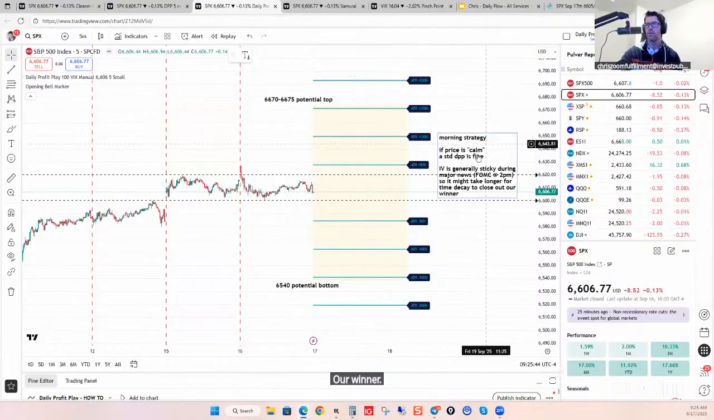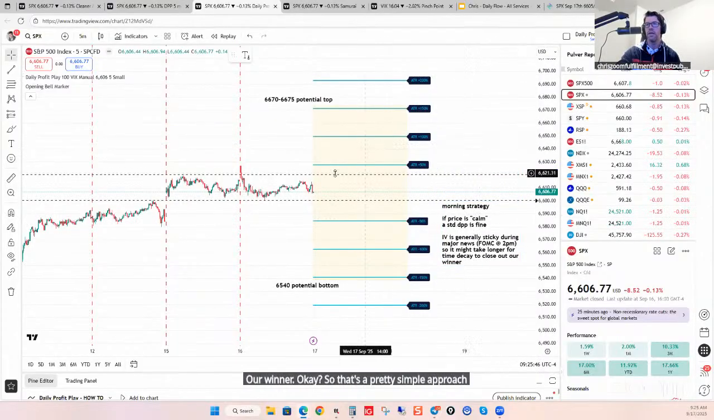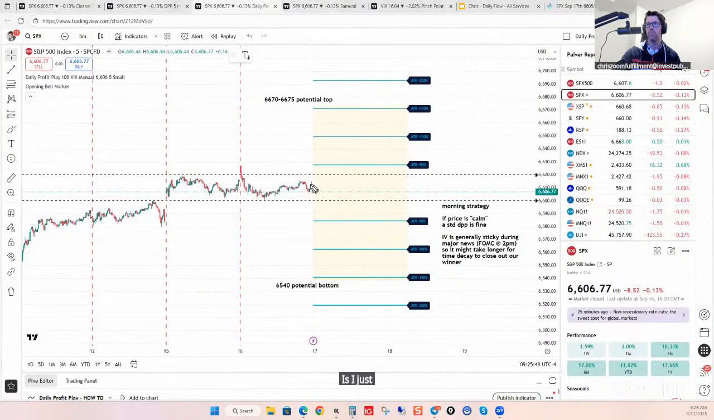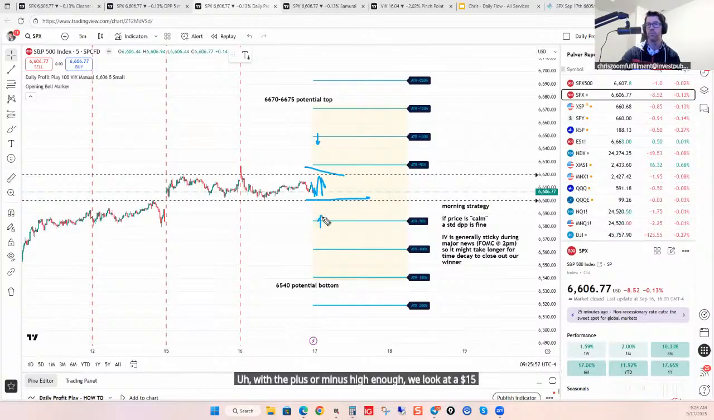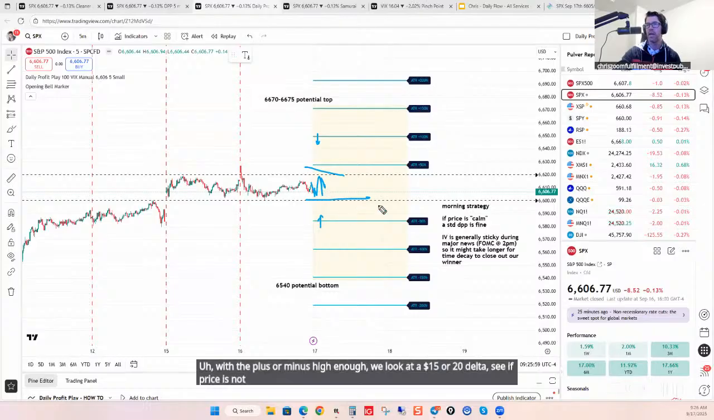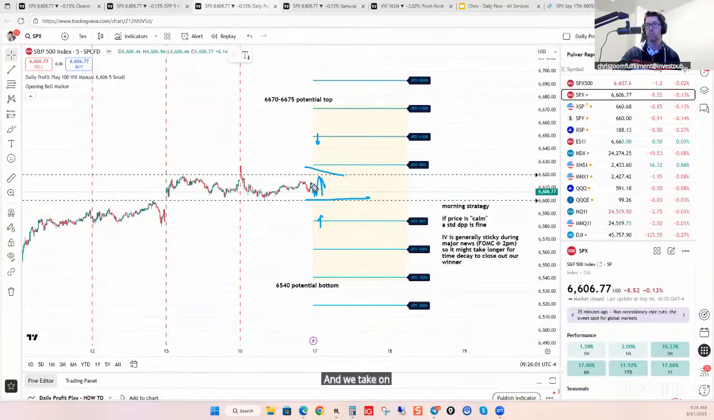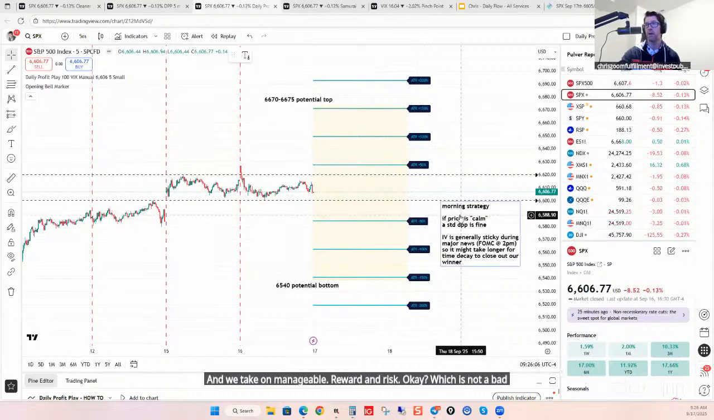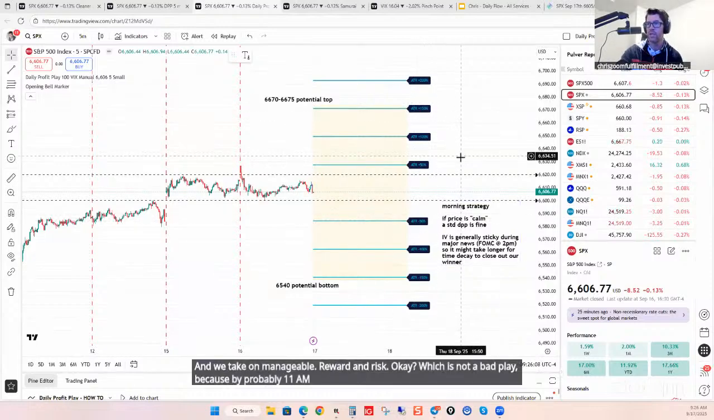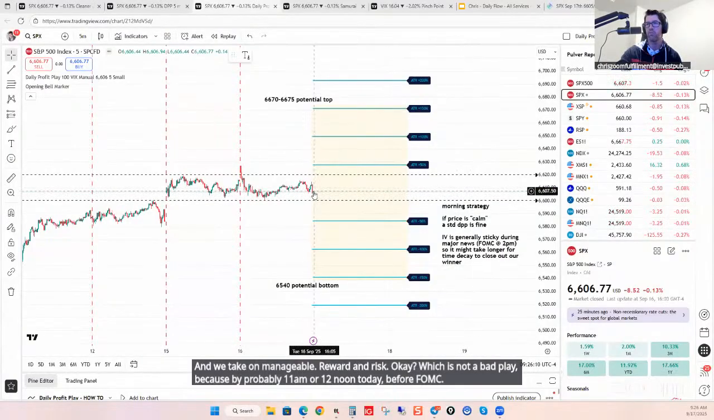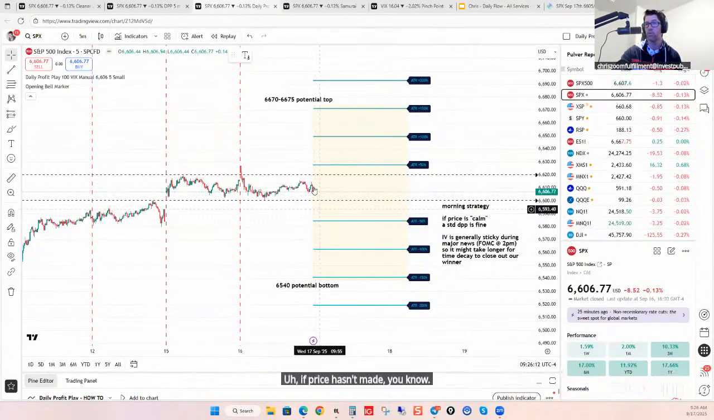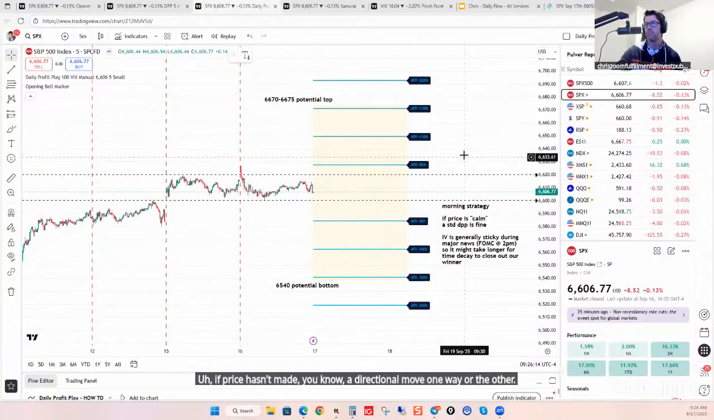Okay. So that's a pretty simple approach this morning: I just let the market chop around. We enjoy that trade. With the plus or minus high enough, we look at a 15 or 20 delta, see that price is not going to move, and we take on manageable reward and risk. Which is not a bad play because by probably 11 a.m. or 12 noon today before FOMC, if price hasn't made a directional move one way or the other, we'll be fine.